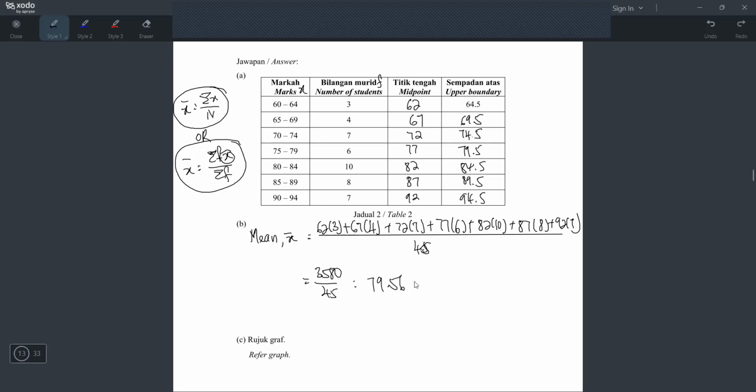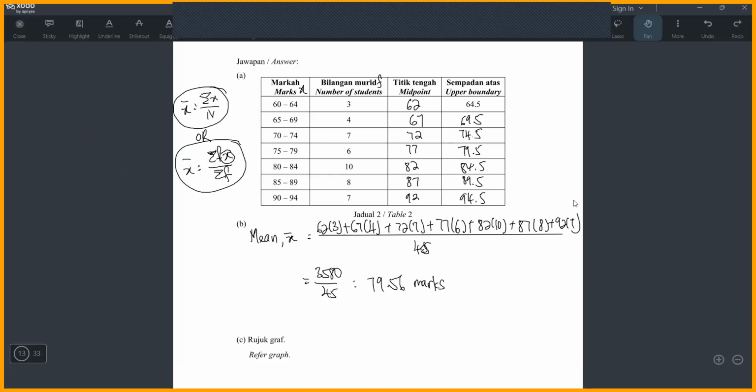And this is marks, right? So I just write marks here. Okay. So that will be the mean marks. Okay, let me just check quickly with the schema. Okay, yeah, betul. So now we can continue. Let's continue.